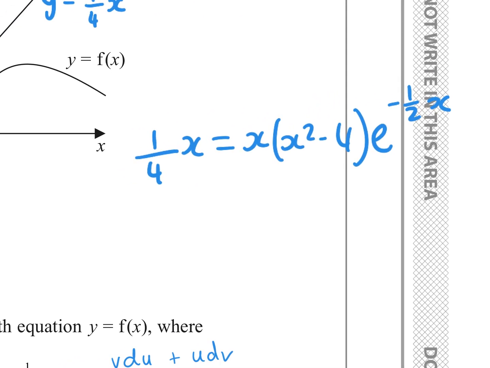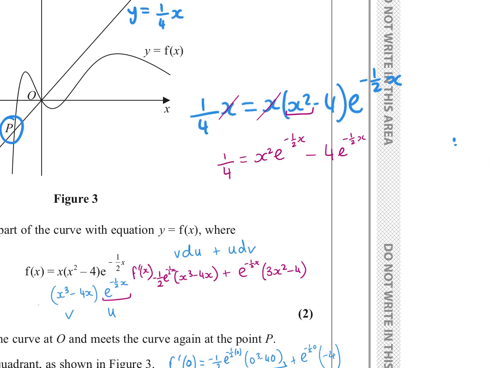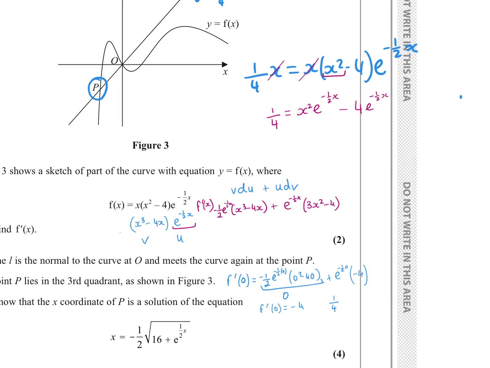So here we go. Can we divide everything by x? Yeah, but why would you want to do that? You want x equals, no? Yes, but we're going to get the x equals from here. Okay? So I'm going to get a quarter equals x squared e to the minus a half x minus 4e to the minus a half x. Okay? Now we have to be a bit careful because here I have e to the half x.